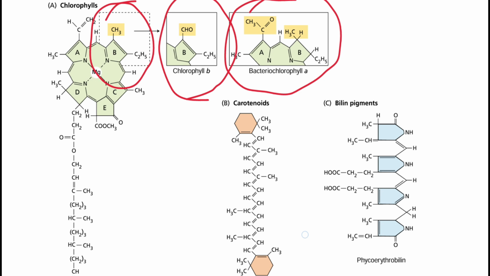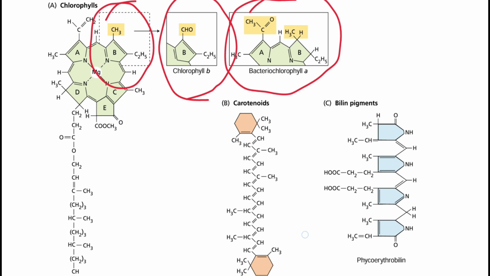And in bacteriochlorophyll, all structure is similar, but you can give a look here. Here a methyl group is present, but here we can see a somewhat different type of structure. That's why bacteriochlorophyll is able to absorb light from below 400 nanometer up to the 800 nanometer range. So this is the structural difference among these three different types of pigments.